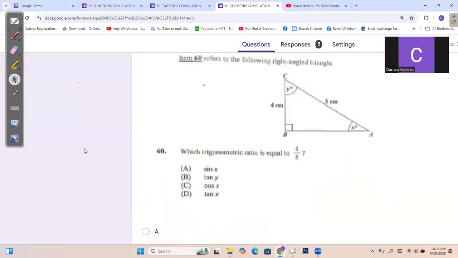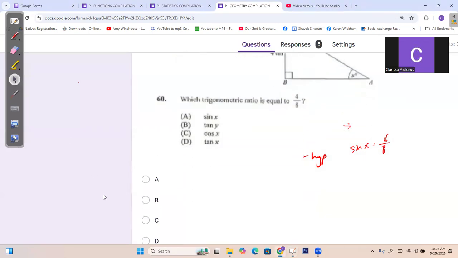All right, which of the trigonometry ratios is equal to 4 over 8? So let's look at what 4 over 8 represents. In this case, 8 is the hypotenuse. So since 8 is the hypotenuse, 4 could be the opposite. So that would be sine x is equal to 4 over 8. So that's going to be A.